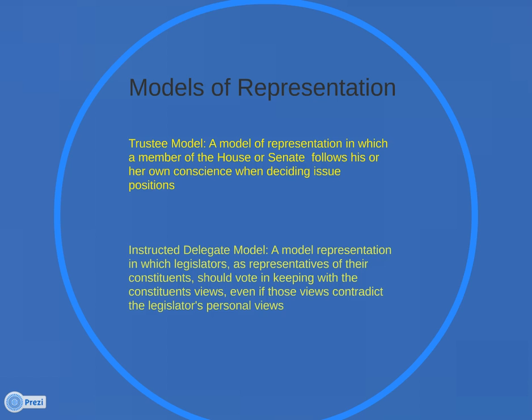In this trustee view, a legislator may act in opposition to the clear wishes of his or her constituents, such as in the case where an action is for their own good, or the good of the society. Another model of representation is the instructed delegate model.